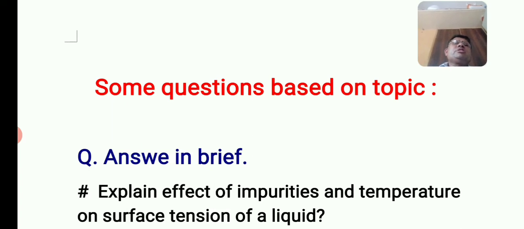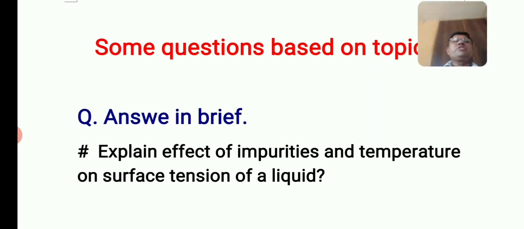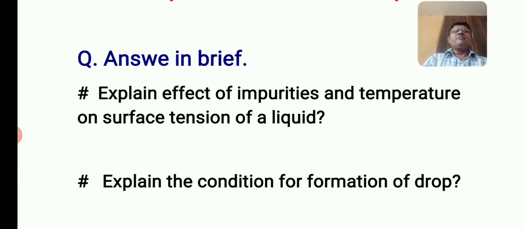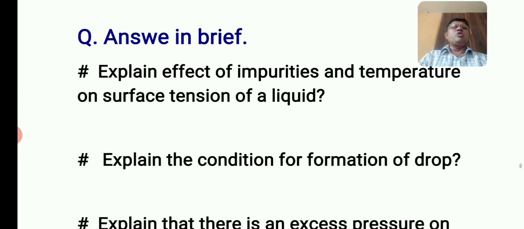Now some questions are based on this topic, that is, answer in brief. See the first question. Explain the effect of impurities and temperature on the surface tension of a liquid. Give its detail. See the second question. Explain the condition for formation of drops. That means the three forces T1, T2 and T3. Explain the expression for cos theta, that is, (T2 minus T1) upon T3.